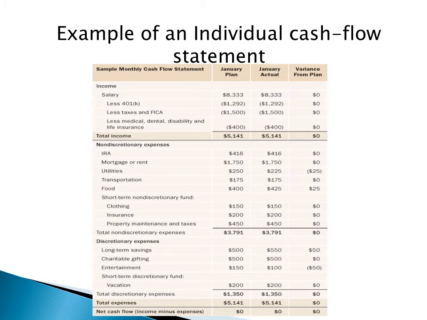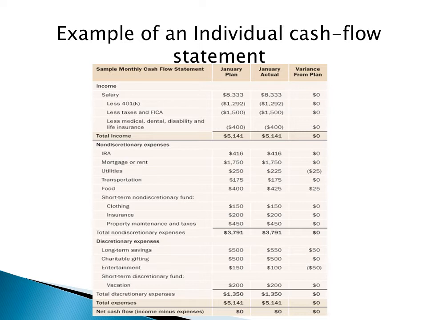This is an example of a cash flow chart. It's also the beginning of a budget as well. If you can see, looking at the cash inflows, which would be under income, salary, $8,333 for the month, less 401k, which is an investment plan or a retirement savings account, taxes and FICA, Social Security, Medicare, Medicaid expenses, less medical, dental, disability, and life insurance. It's also an expense that's removed. So the total income or the total cash flow for that month of January would be $5,141.